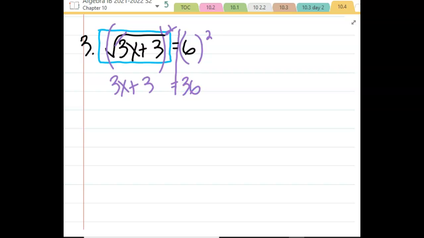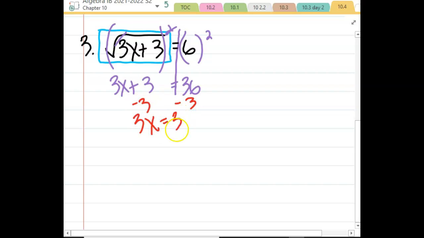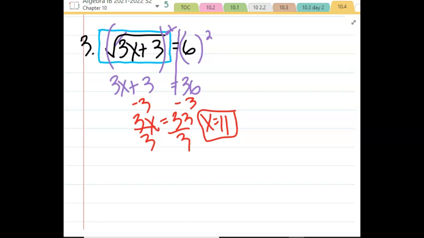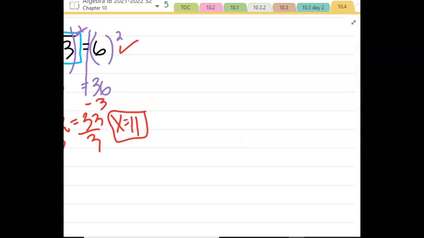Now, two-step equation, subtract 3. 3x equals 33. Divide by 3. Should get x equals 11. Make sure, plug it in. 3 times 11 is 33. 33 plus 3 is 36. Square root of 36 gives me 6. Not too bad today. Okay, today's pretty simple.